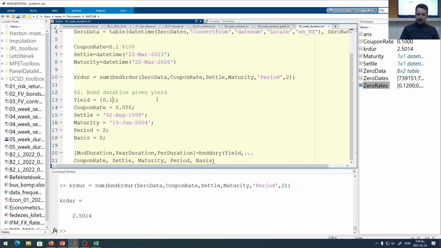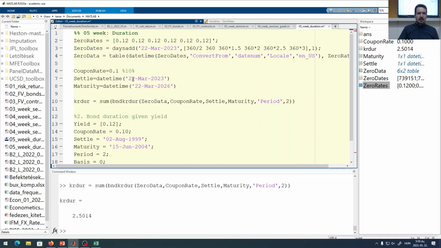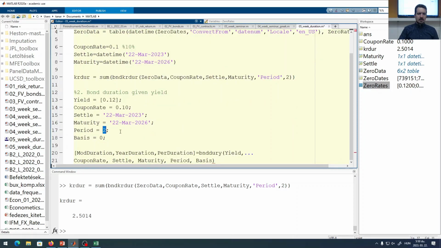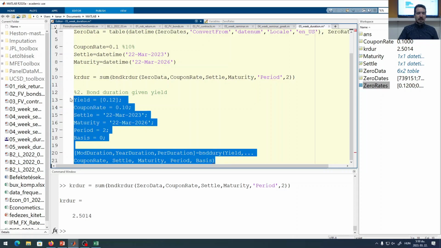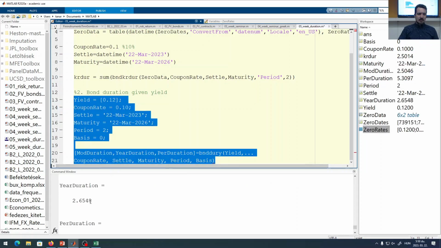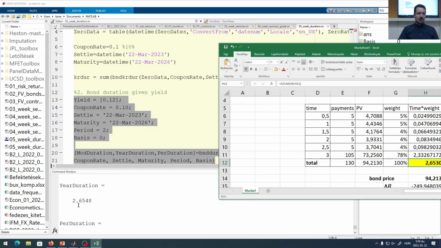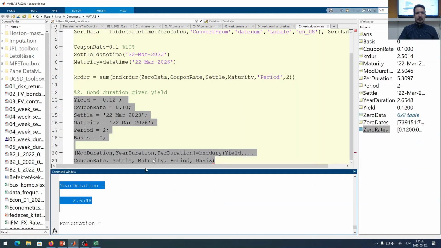So if we are setting the yield to 12, coupon rate to 0.10, settle. Now we don't need to convert time date. Now it's perfectly happy as it is. Very odd. We are setting it to 2, so it's paid twice. Base is supposed to be 0. And this will provide us, yes, this is the good number. So year duration will be this one.